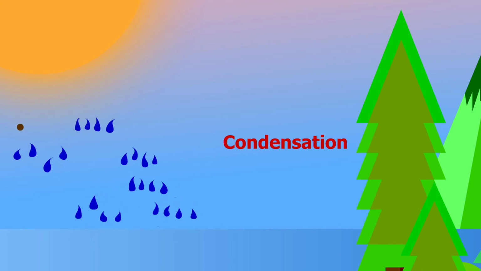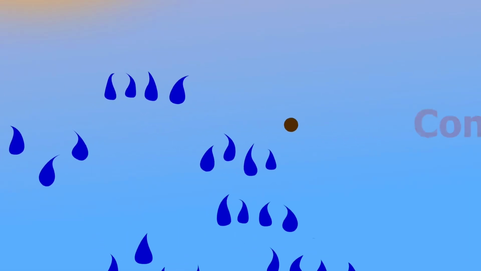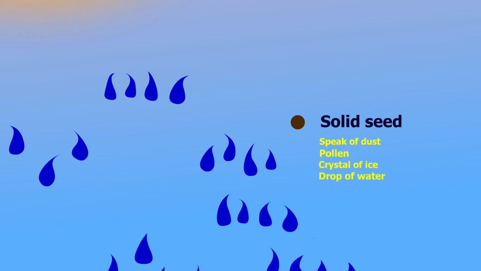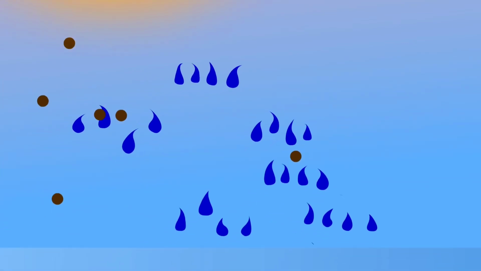It needs a solid particle to glue onto. This solid particle is called a solid seed. Most of the time, this solid seed is a speck of dust, but sometimes it can also be a pollen or crystal of ice, or even a drop of water can get the job done. In order to perform this action, we'll need millions of such particles or solid seeds. When they glue onto liquid water, it ends up forming a cloud.